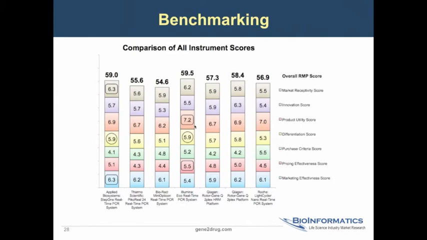Using as our source material the marketing collateral provided by each supplier, Applied Biosystems, Thermo Scientific, Biorad, Illumina, Qiagen, and Roche, we completed a Rate My Product form for each instrument. 100 unique respondents evaluated each instrument, and the results were analyzed using the Rate My Product algorithm. This chart summarizes the RMP scores obtained for each instrument. The instruments with the top scores are those from Illumina and Applied Biosystems.